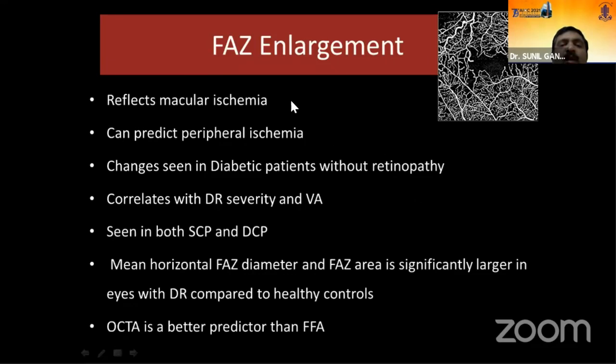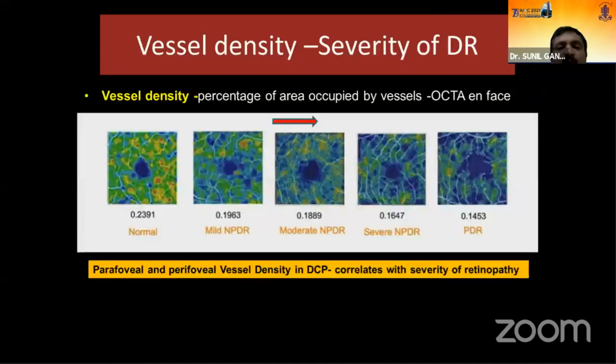So what does FAZ enlargement indicate? Basically, it indicates macular ischemia. Sometimes it indirectly indicates peripheral ischemia also. The changes sometimes can be seen in diabetic patients even without retinopathy. The FAZ changes correlate with the diabetic retinopathy severity as well as visual acuity changes. FAZ enlargement is seen in both the superficial and deep capillary plexus. The mean horizontal FAZ diameter and FAZ area are significantly greater in diabetic retinopathy patients compared to healthy controls. OCTA is a better predictor of FAZ changes than fluorescein angiography.